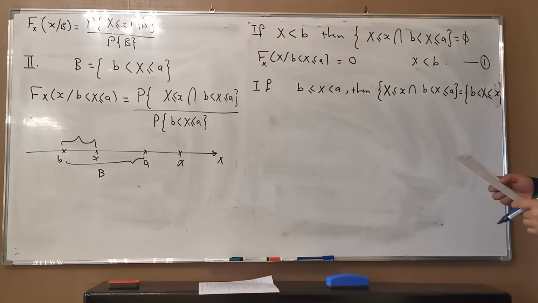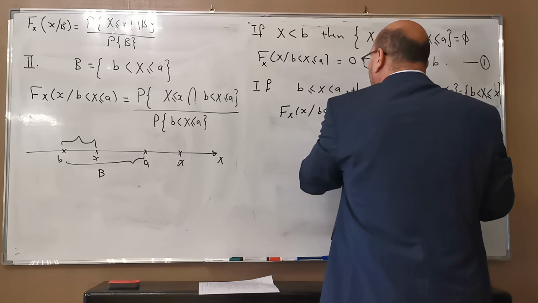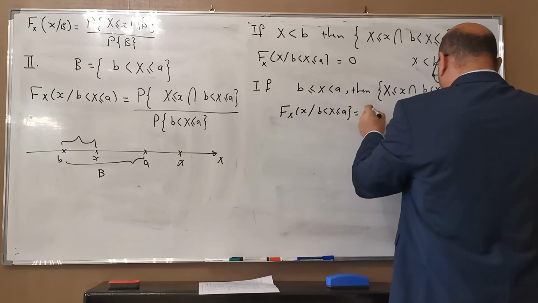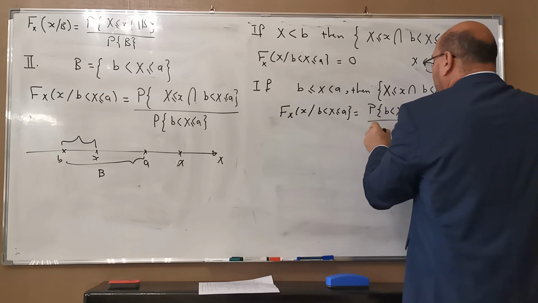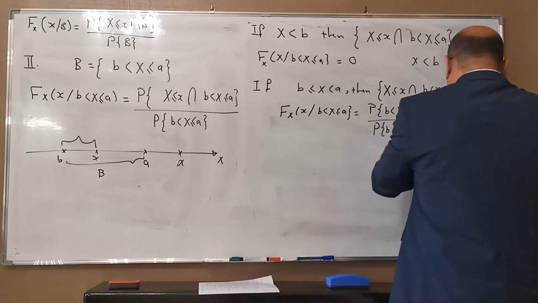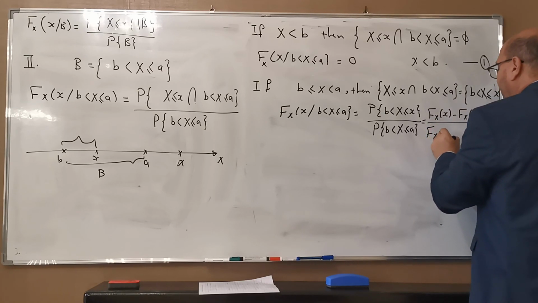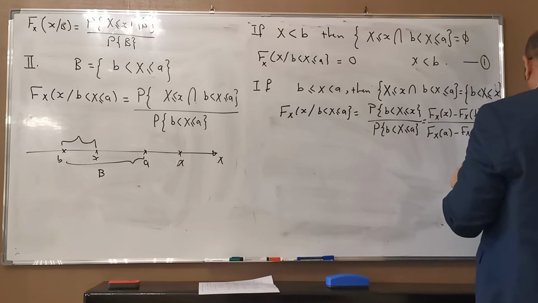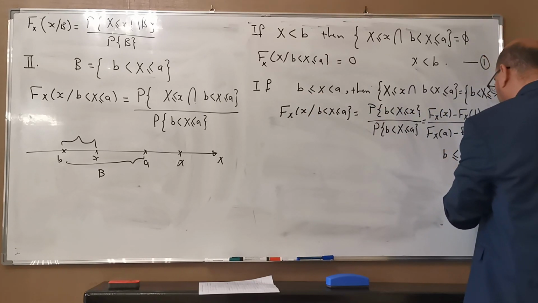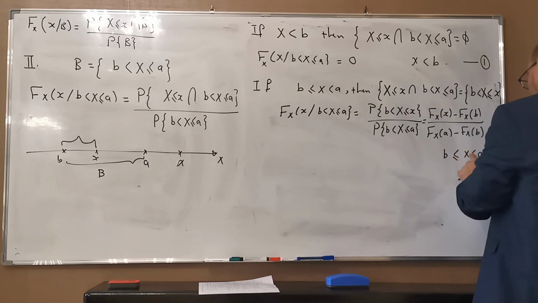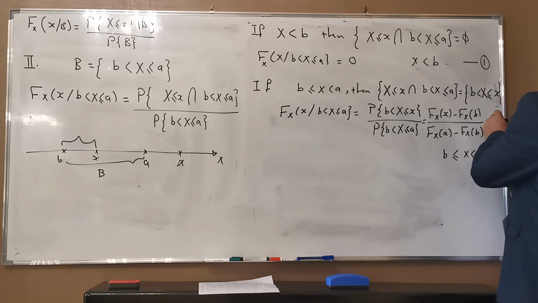And this is how it looks like, and hence Fx of x, given that x is between b and a, is equal to the probability that x is greater than b and less than or equal to x, divided by the probability that x is between b and a, and this equals Fx of x minus Fx of b over Fx of a minus Fx of b, and this is for x greater than or equal to b and less than a. Okay, so this is the second segment. So this is number 2.